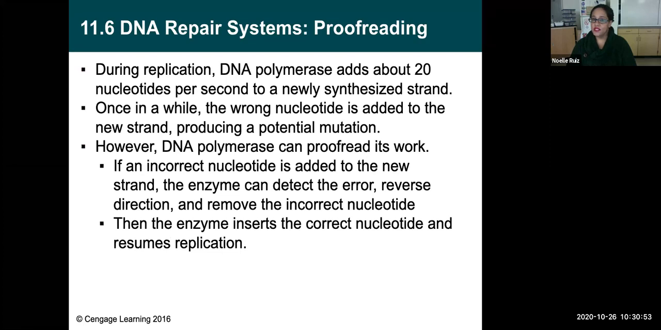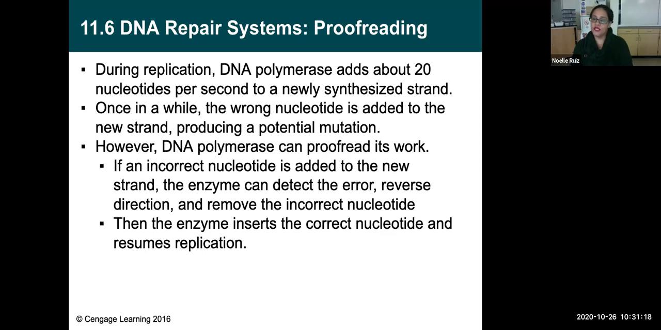During DNA replication, DNA polymerase adds about 20 nucleotides per second in the newly synthesized strand. Once in a while, the wrong nucleotide is added, like we talked about, produces the potential mutations. However, DNA polymerase can proofread its own work. Like you guys should all do when you're writing a paper. You should go back and read it and make sure you wrote everything correctly.